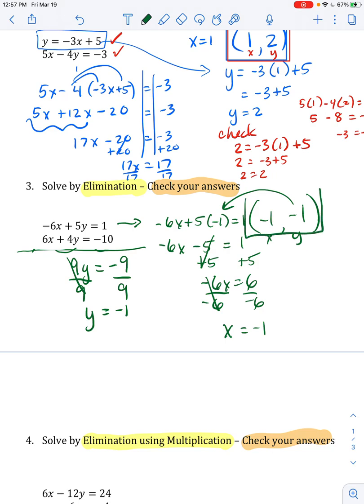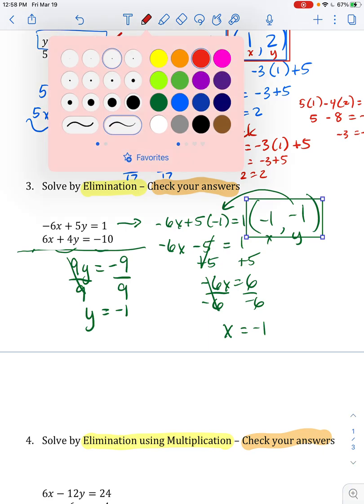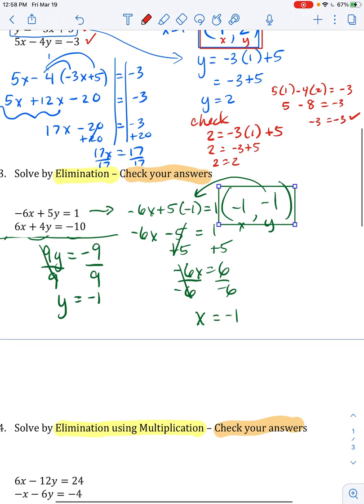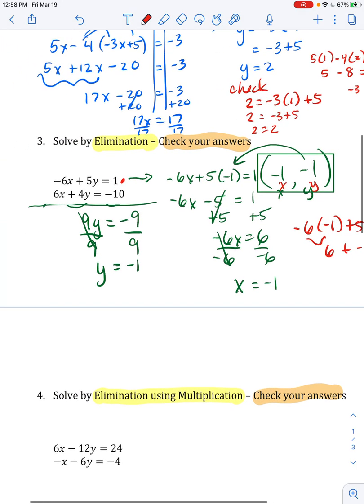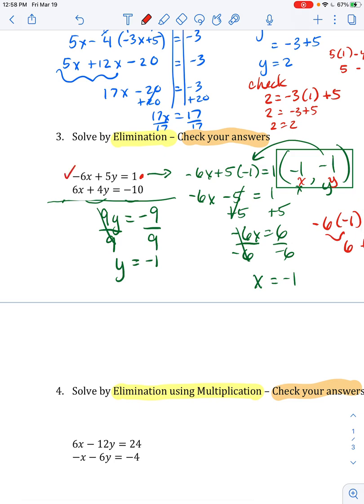Okay, so I think that's weird because my answers are the same, but it doesn't mean it's wrong. But like always, it's a good idea for me to check. So I'm going to take the top equation, -6, then I'm plugging in the x value I got of -1, plus 5, then I plug in the y value that I got, also -1, and I'm checking to see if it equals 1. These become a +6. This becomes a -5, so 6 and a -5 does indeed make 1. So my solutions work in this top equation.